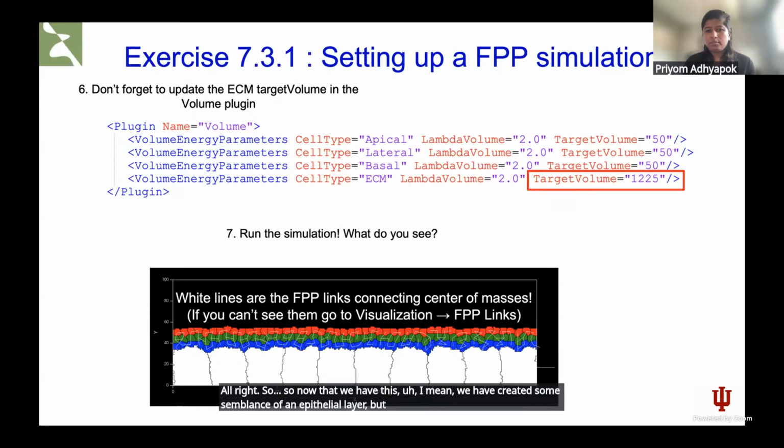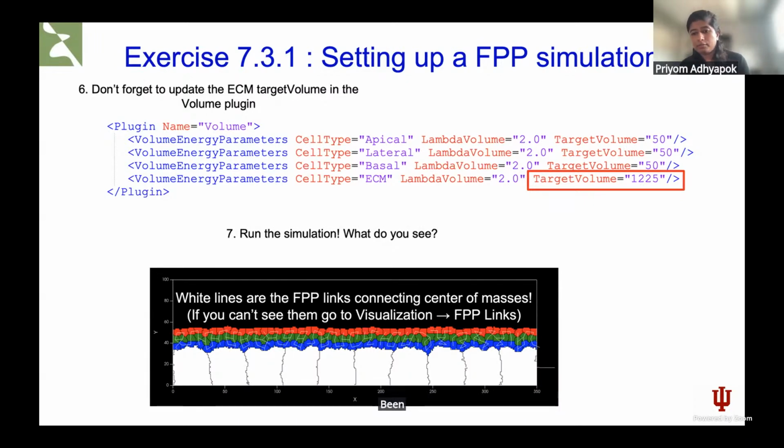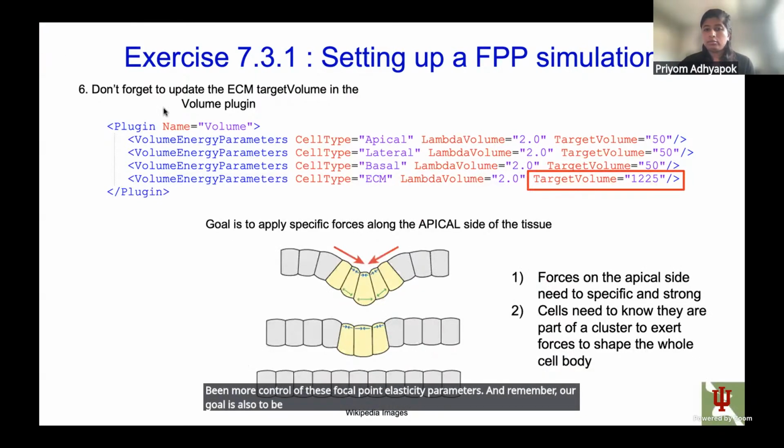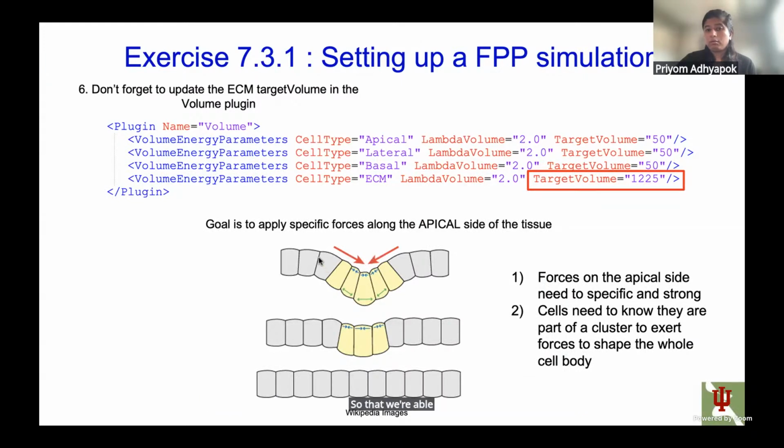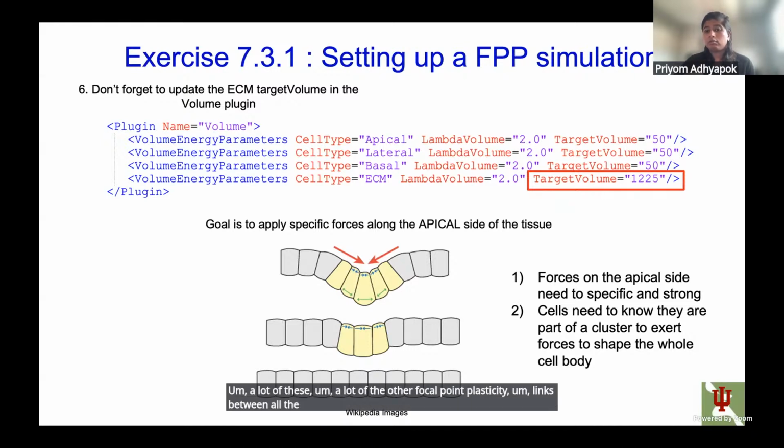but we need to be in more control of these focal point plasticity parameters. And remember, our goal is also to be able to induce specific forces so that we're able to bend or induce folds in this tissue layer. So to be able to do this, we are going to ignore a lot of the other focal point plasticity links between all the other compartments, and we're going to only focus between the apical compartments.